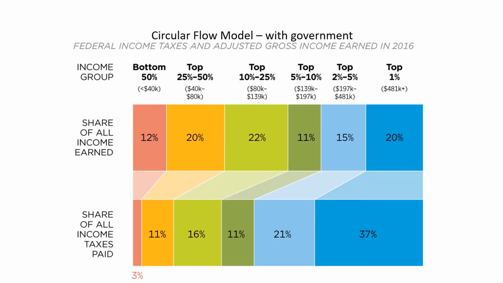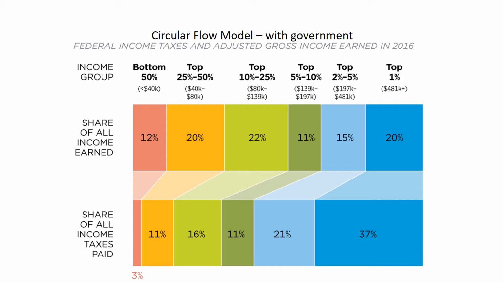This table consists of data collected in 2016. Although that's 5 years ago, the numbers aren't too significantly different today. You can see the top 1% of all earners earned 20% of all income, but paid 37% of all taxes. The top 5%, that would be the top 1% plus the top 2 through 5, that light blue one there, the top 5% earned 35% of all income and paid 58% of all taxes.